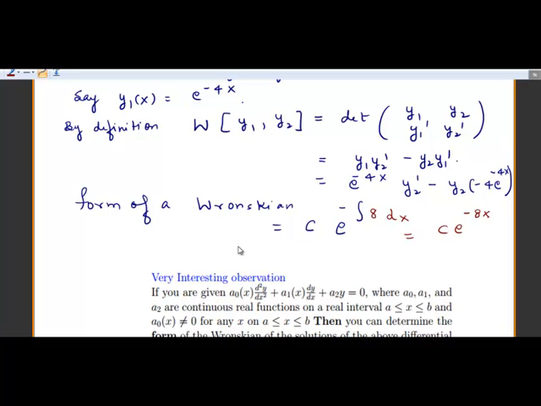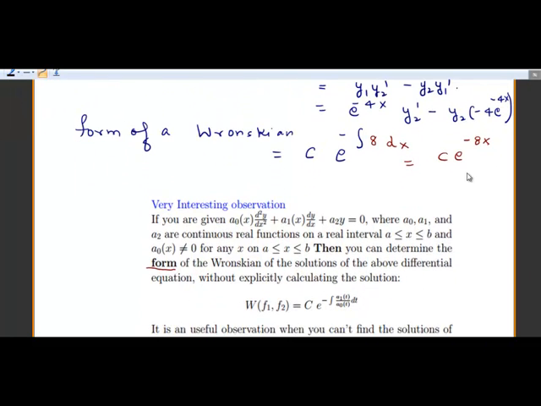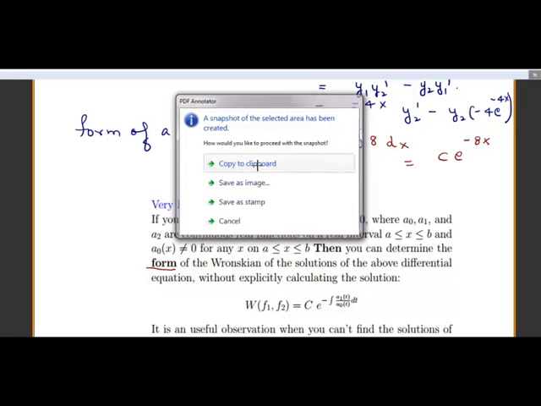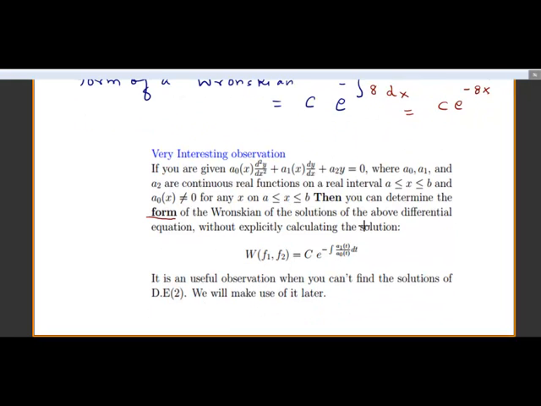Now we know the form of the Wronskian. We know by definition what the Wronskian will look like. They have to be equal, so we will equate them. And what are we getting when we equate them? I will equate this expression which I have here with c e to the power minus 8x.